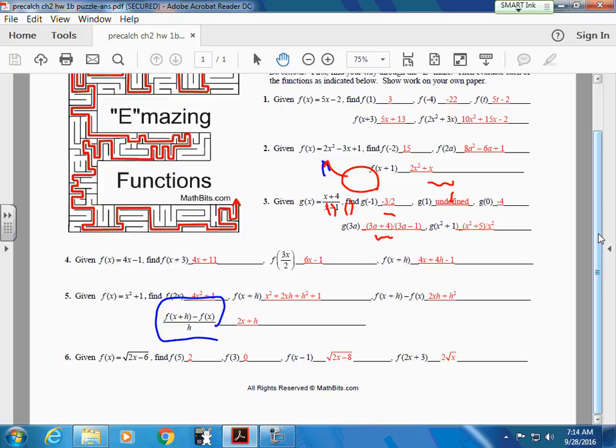How did you get the second one for 4? The 3x over 2. So you're going to plug this into the f function. And what does this say behind it? Plus 1? Minus 1. Okay, so now 2 goes into 4 2 times. 2 times 3x is 6x minus 1. Sometimes they look weird, and yeah, they're supposed to look a little bit strange.